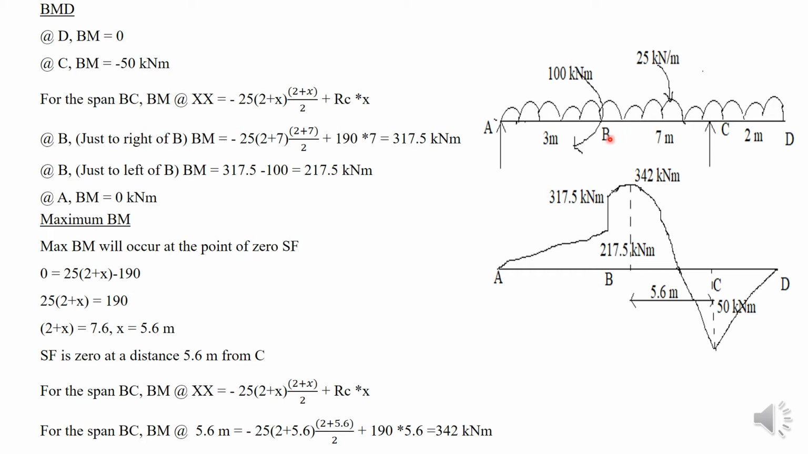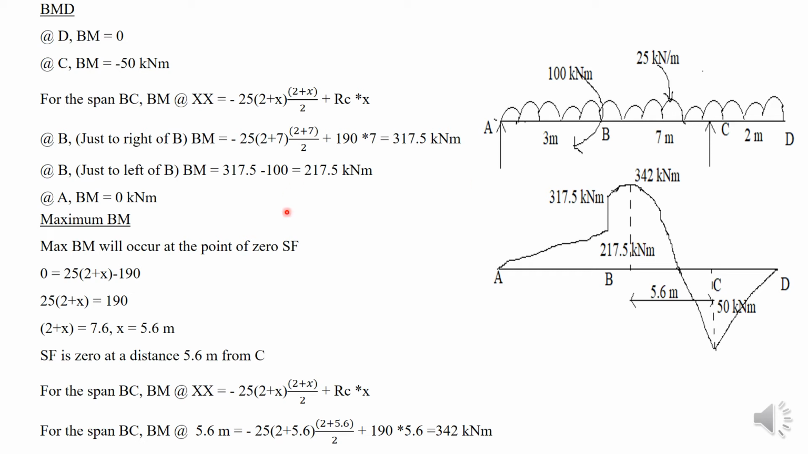Now, considering just left of B, you can see a clockwise 100 kilonewton meter. That means 317.5 kilonewton meter minus 100, that is 217.5 kilonewton meter. From this point the bending moment at A will be 0, so join by a parabolic curve. As we all know, the point where the shear force is 0 has a maximum bending moment value, which is in between B and C. So in between B and C there is a point of maximum bending moment.